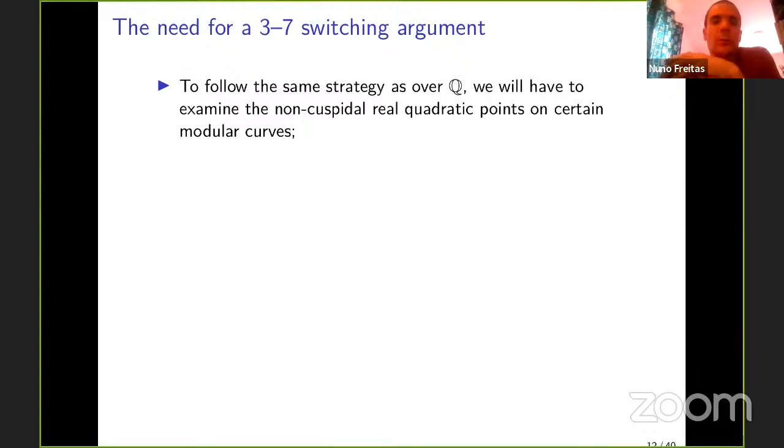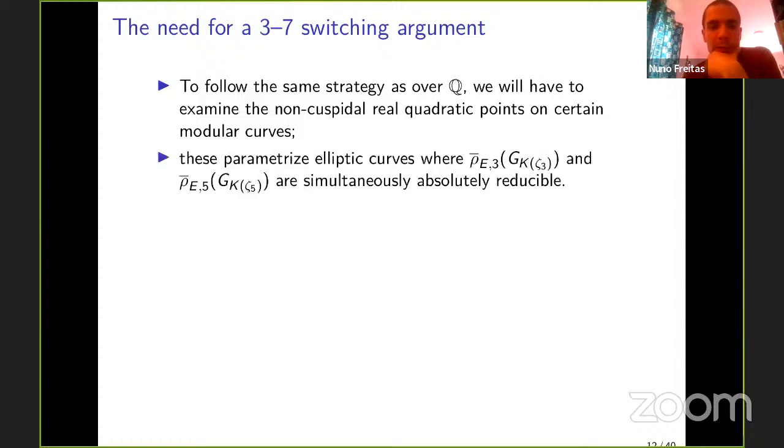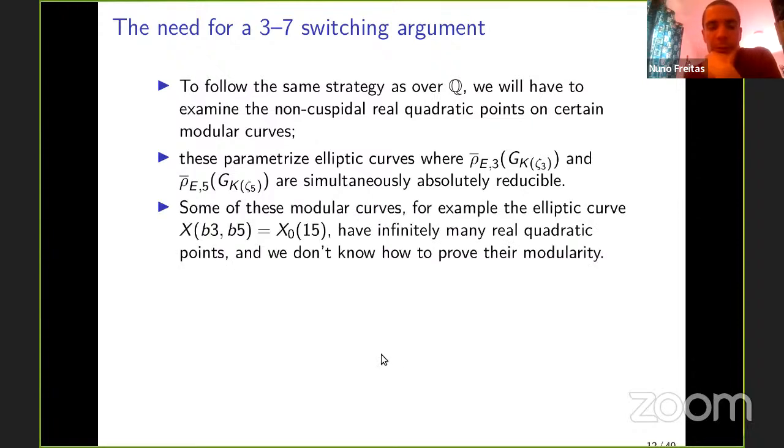So if at this point we want to follow the same strategy as in the original proof over Q, we need to look for non-cuspidal real quadratic points on certain modular curves. For example, the modular curves that parameterize elliptic curves with reducible image simultaneously at 3 and 5. So that would mean looking for quadratic points in the modular curve X_B(3,5), which is the same as X_0(15). But some of the curves that appear have infinitely many real quadratic points, and we don't know how to prove modularity of these points all at once.